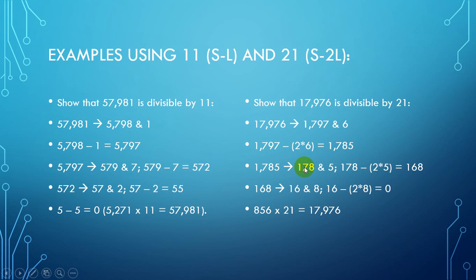Repeat, break it apart. That gives you 178 and 5. 178 minus, remember you're multiplying the 5 by 2 now and subtracting it. 2 times 5 is 10, so you subtract that from 178 and get 168. Break 168 into 16 and 8, and you'll see that 16 minus 2 times 8 gives you 0. So we've just proved that 17,976 is divisible by 21, 856 times.